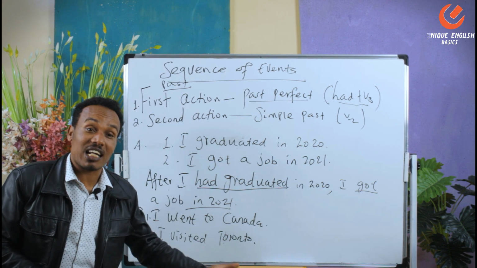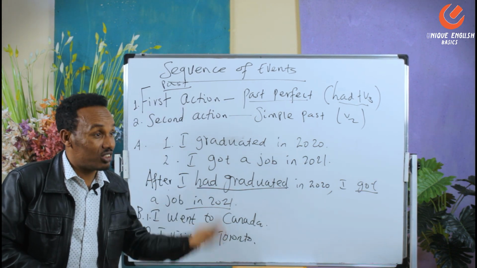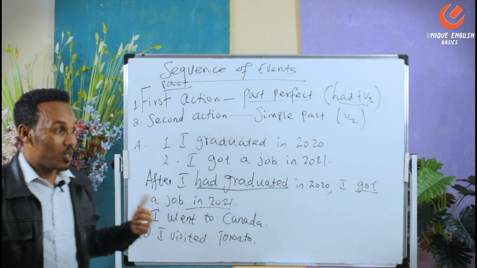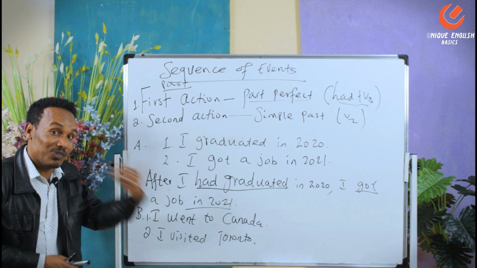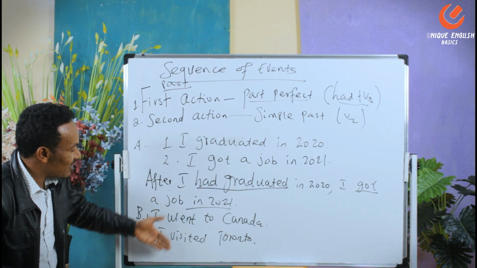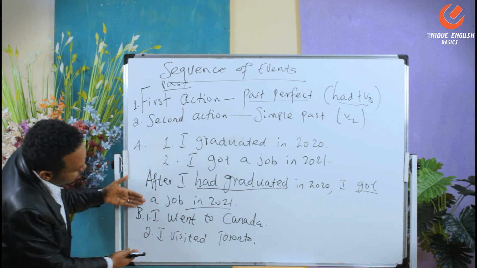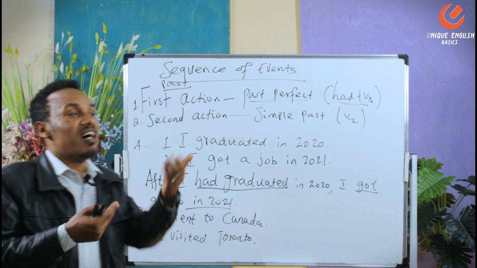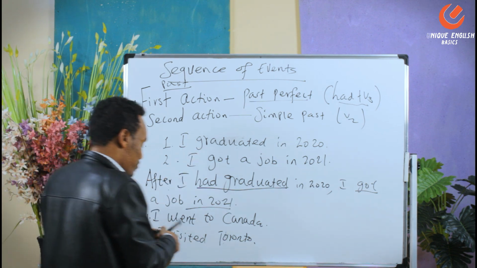Is it going to Canada or visiting Toronto? What's the first action? Going to Canada is the first action. Second is visiting. So two past actions are given for you. If you want to join these two sentences into one, how can you make it?